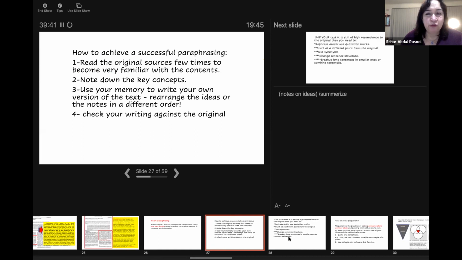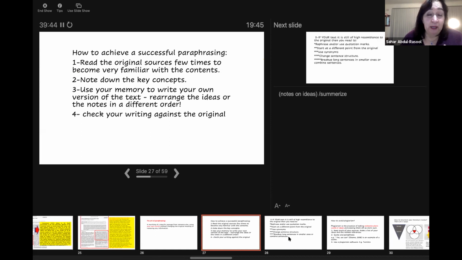So how do you write something with your own words? That is called paraphrasing. You are writing about the same idea, and you can practice your earliest paraphrasing in constructing the Excel matrix. You read the original source a few times. I told you, you cannot read the paper once; you need to read it once and twice and try to grasp the paper. You move the paper away, and then you note down the key concepts of that paper. Use your memory to write your own version of the text. Rearrange the ideas, write the notes in a different order. Then you check the writing against the original.